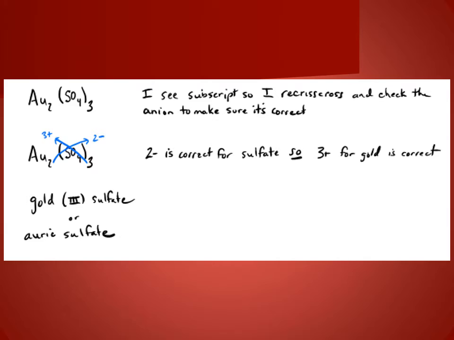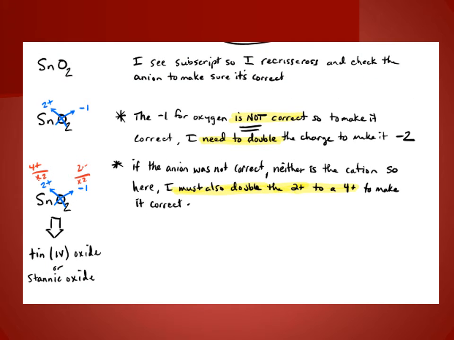Okay, I do have one final example handwritten before we move on and go to the opposite of naming formulas, or going from a name to a formula. Okay, in this example, I have a tin oxygen combination, and I see subscript, so I can re-crisscross. So I take the 1 down here, this SnO2, that's a 1 right there. You just never write it, but I crisscross it up here to make it a 1 negative. Well, the 1 negative for oxygen is not correct. Oxygen never has a negative 1 charge in this case. So in order to make it correct, I need to double that charge to make it a 2 negative.